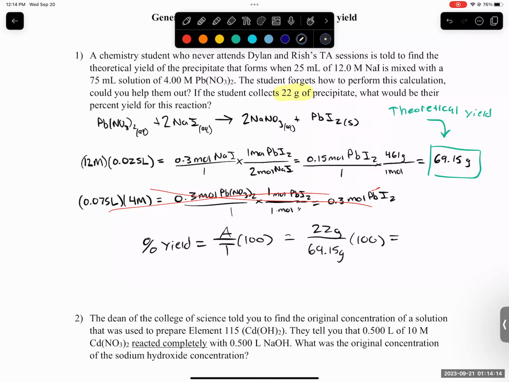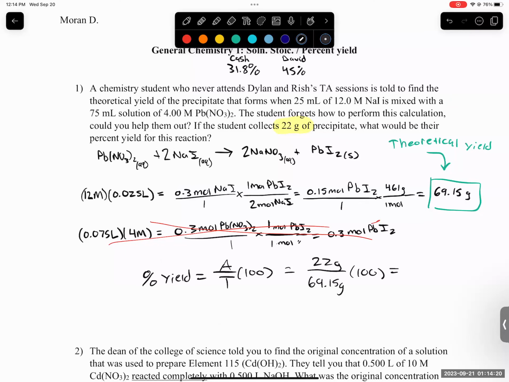Fire money. Cash said 31.8, and the answer is, let's see sig figs first. How many sig figs should we have? I guess two. Two sig figs. So the calculator says 31.8, but actually it is 32% based on sig figs. So close. All right, don't worry, you get the pen. I'll give you $10 if it gives you the 5 cents.